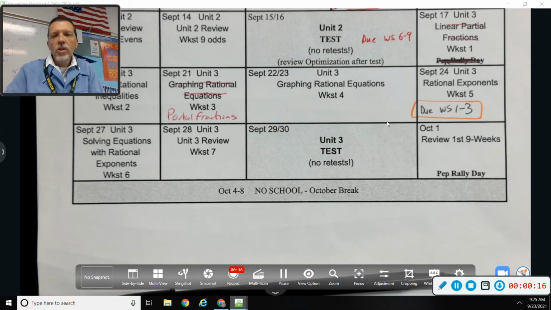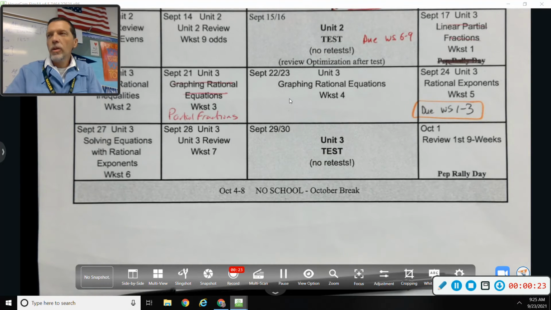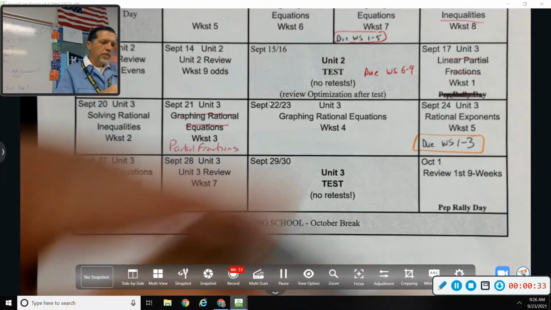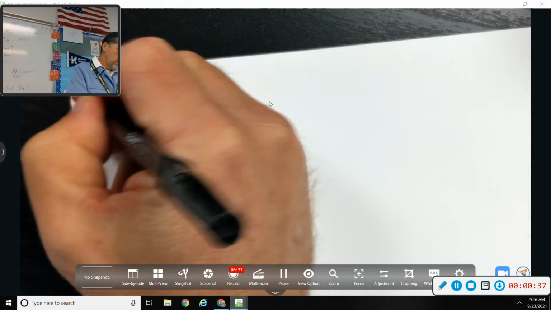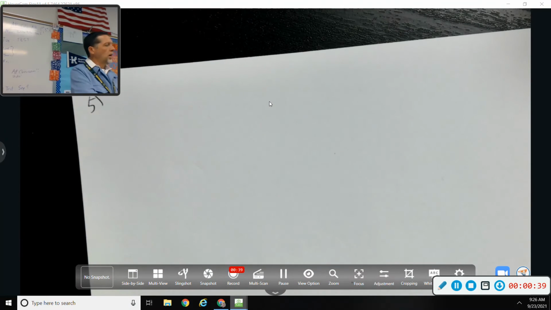So again, Friday, worksheets 1 through 3 are due. In theory, they're done now, but today we'll go over worksheet 3 before we do our new stuff. So, questions on worksheet 3? Number 5. You have to multiply the bottom with the other side, but then it wouldn't work because then the top of it.